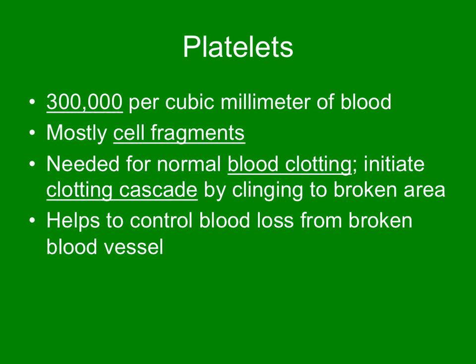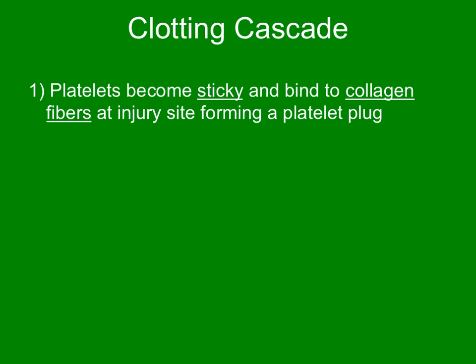So what I want to do is go through the 4 steps of the clotting cascade. I know in your notes you only see 1, 2, and 3, but the 3rd step actually has 2 parts to it, so that's why I call it 4. So in the clotting cascade, the first step is the platelets become sticky and actually bind to collagen fibers from the broken blood vessels at the injury site, and they form a platelet plug.